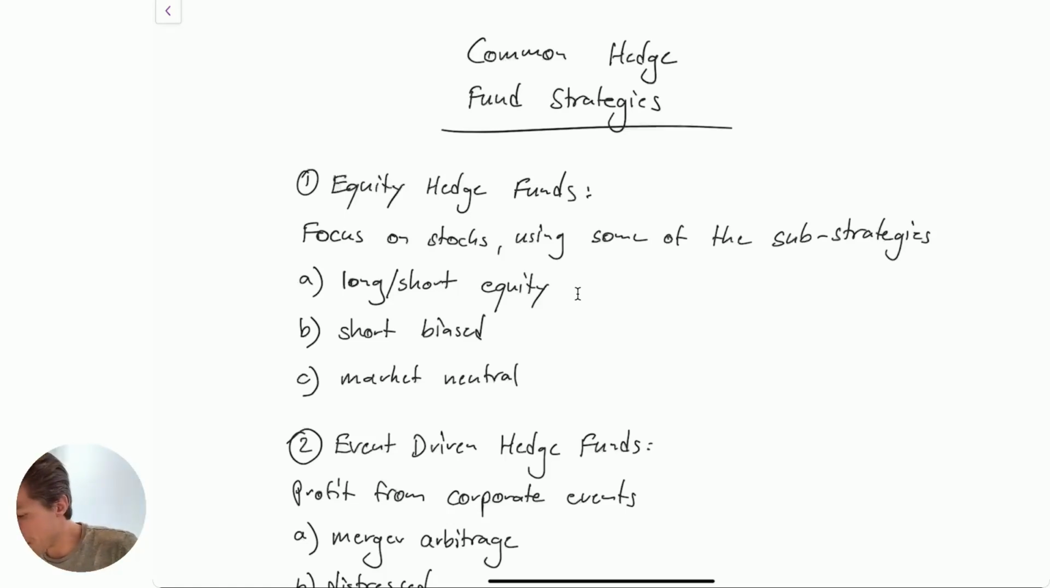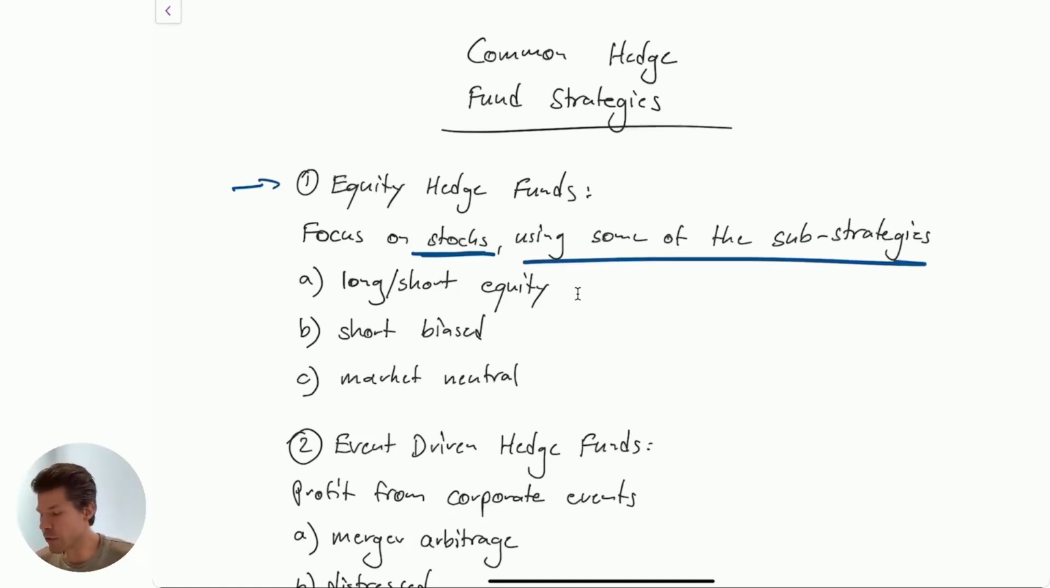The first one is called the equity hedge strategy. And here the focus is mainly on shares and stocks. And the hedge fund uses some sub-strategies. And that's where the name originally comes from. When we say hedging, it means long and short positions to hedge risk. But today, hedge fund strategies are not all about hedging and long and short positions. As you will see, there are different strategies.